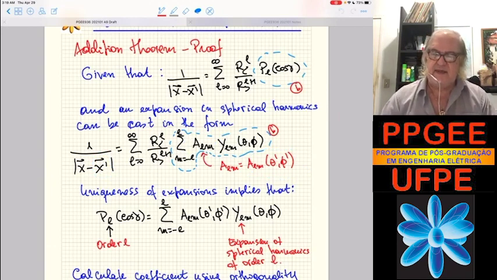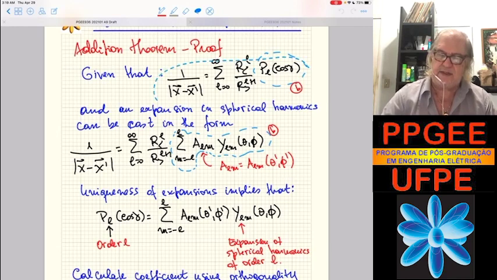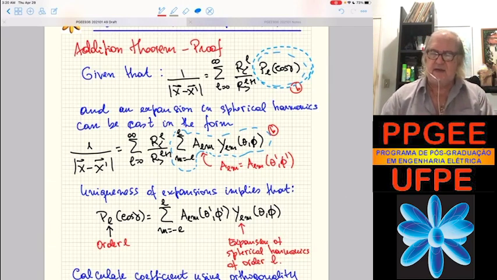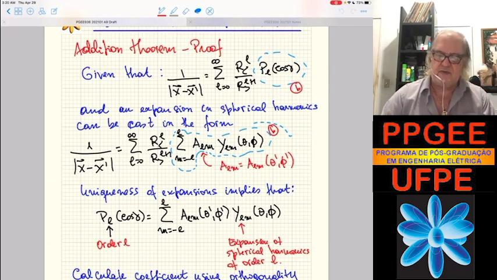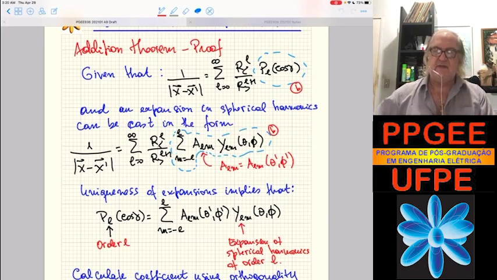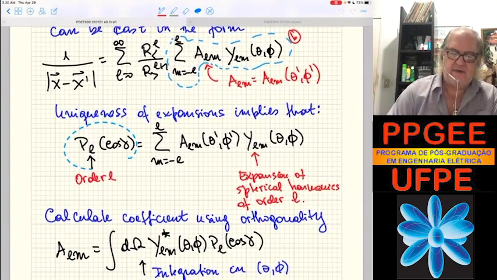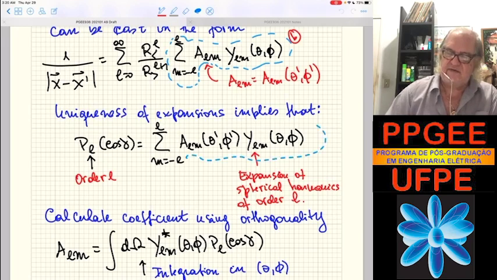So you notice that, by uniqueness of the two expansions, this one and this one, you can identify that the term here must be equal to this term here. That's called uniqueness. There's only one way to expand it. If those two things are equal, it's because this function here is equal to this expansion here. So that's the first outcome in our proof: P L can be written as a combination of spherical harmonics.